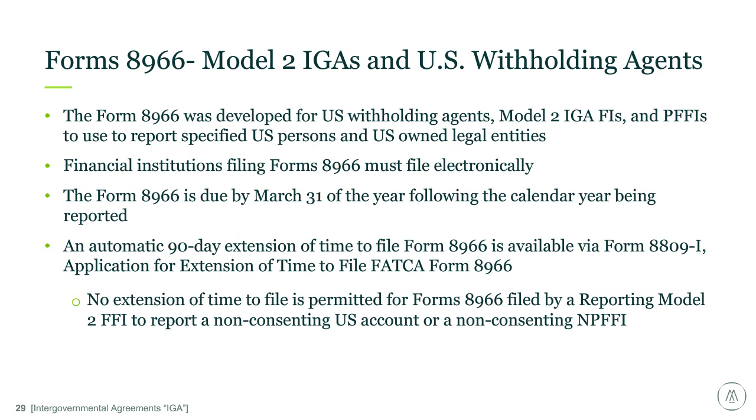For reporting Model 2 FFIs, there's no extension of time to report non-consenting U.S. accounts or non-consenting, non-participating FFIs. So that information has to be in by the deadline, but all of the other named information can be in within the extended time period.